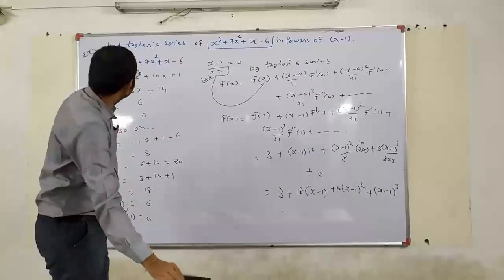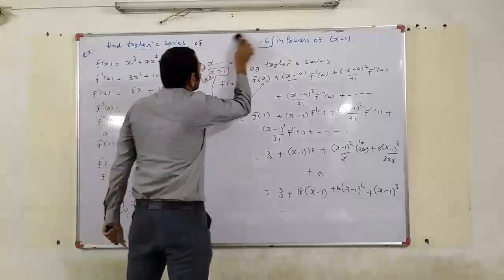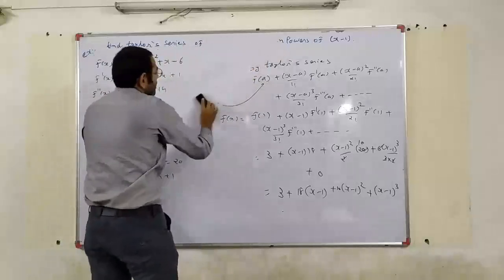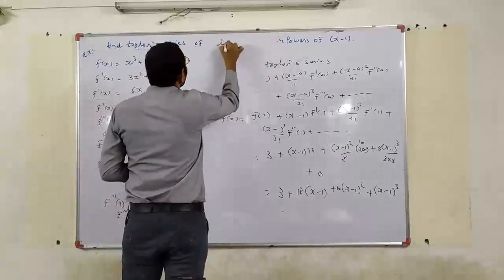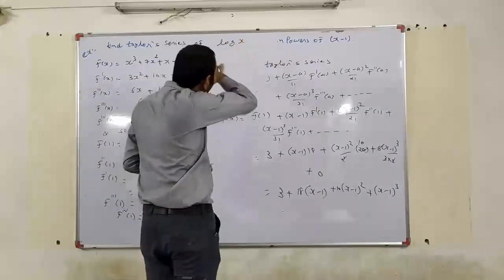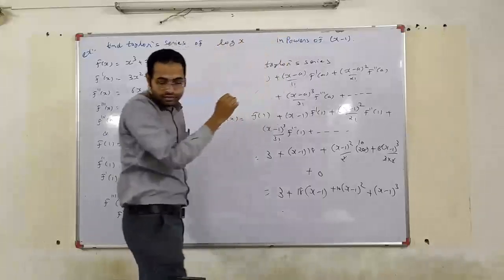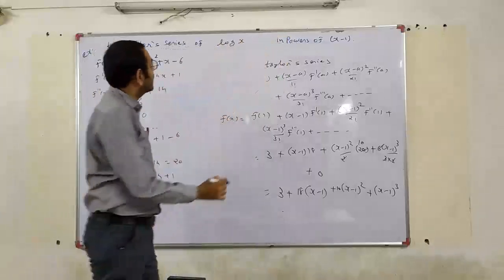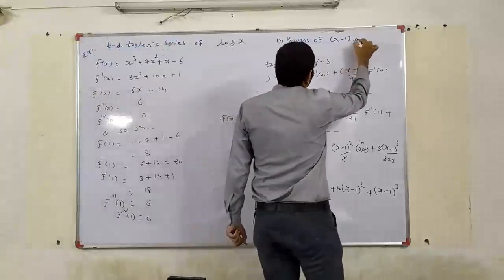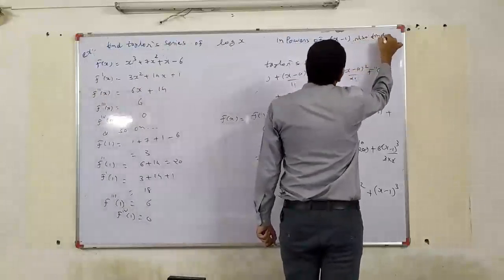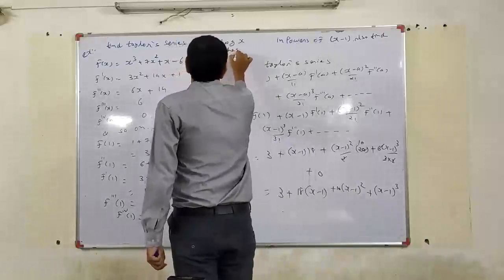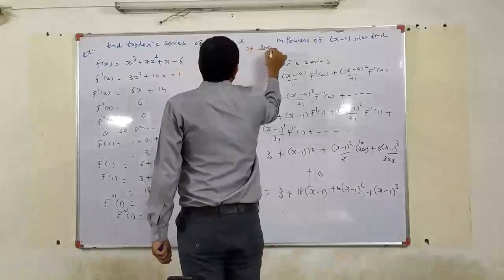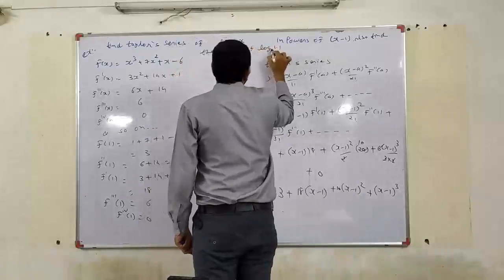Next example: find the Taylor series of log x in powers of x minus 1. Also find the value of log 1.1, here base e.